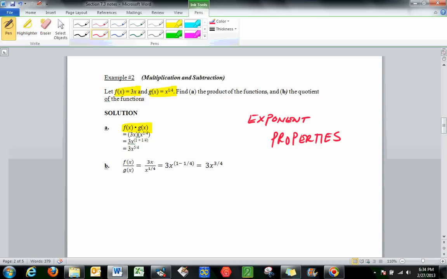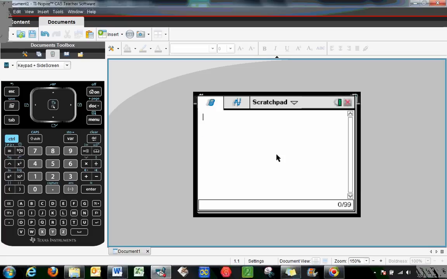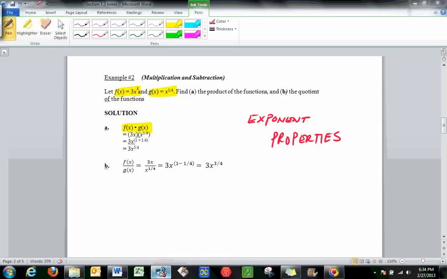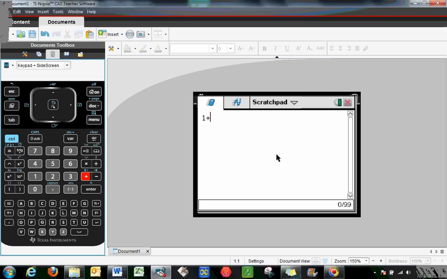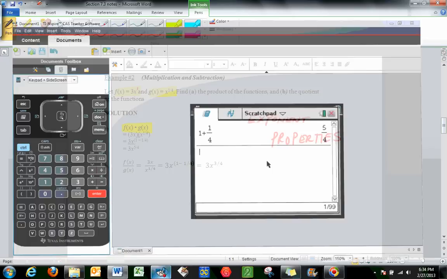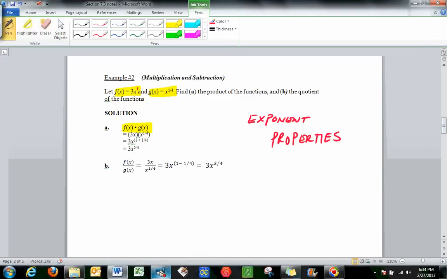Now, in that first term, f of x, it's understood that that exponent is a 1, so we'll need to add the 1 to the 1/4 in sample A. And you have a calculator that'll do that for you. So if you went to your calculator, you could simply add 1 plus 1 divided by 4, and that's going to add those two together for us, equaling 5/4. So you can see our final answer is 3x to the 5/4 power.